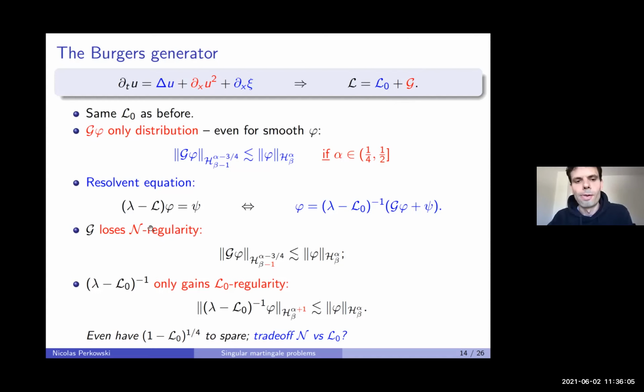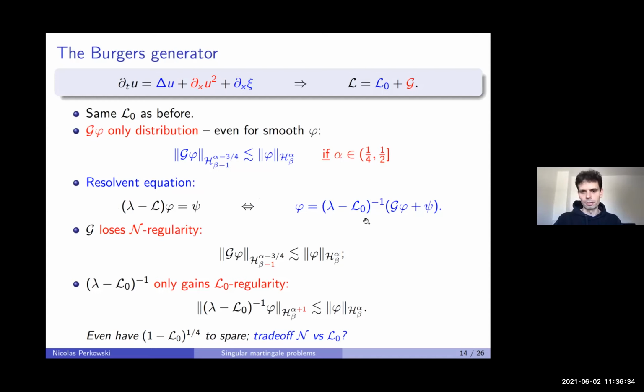And to do this, we want to solve the resolvent equation. And this is the resolvent equation. If we write it in terms of L0 and G, it comes down to this. So we have to write phi is equal to (lambda minus L0) inverse of (G phi plus psi). Now, if we would like to do a Picard iteration for that, we somehow have to show that if we plug something into this map, we remain in the same space.